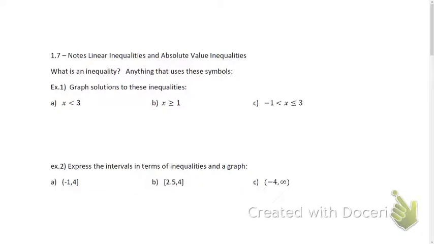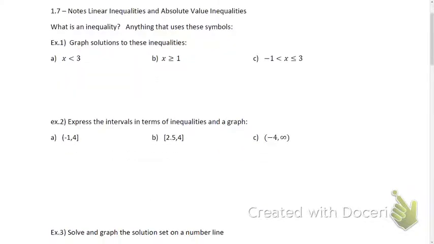In college algebra, we started 1.7 on inequalities and absolute value inequalities. We started very basic. We just want to graph these on a number line. First off, when you see this or this, we need to use an open circle, open dot, something like that. And when we see that symbol or this symbol, we'll use a solid dot.